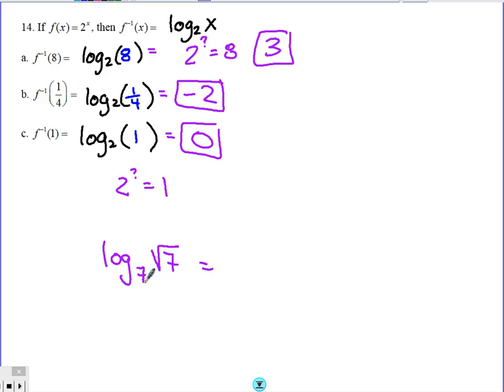What is this? Can I change that to an exponent? What's the square root as an exponent? Log base 7 of 7 to the 1/2 power, right? A square root is the same as a 1/2 power. So 7 to what power gave me 7 to the 1/2? The 1/2. So 7 to the 1/2 power is that. So our answers are all exponents. Okay? So logarithms are great for figuring out exponents.